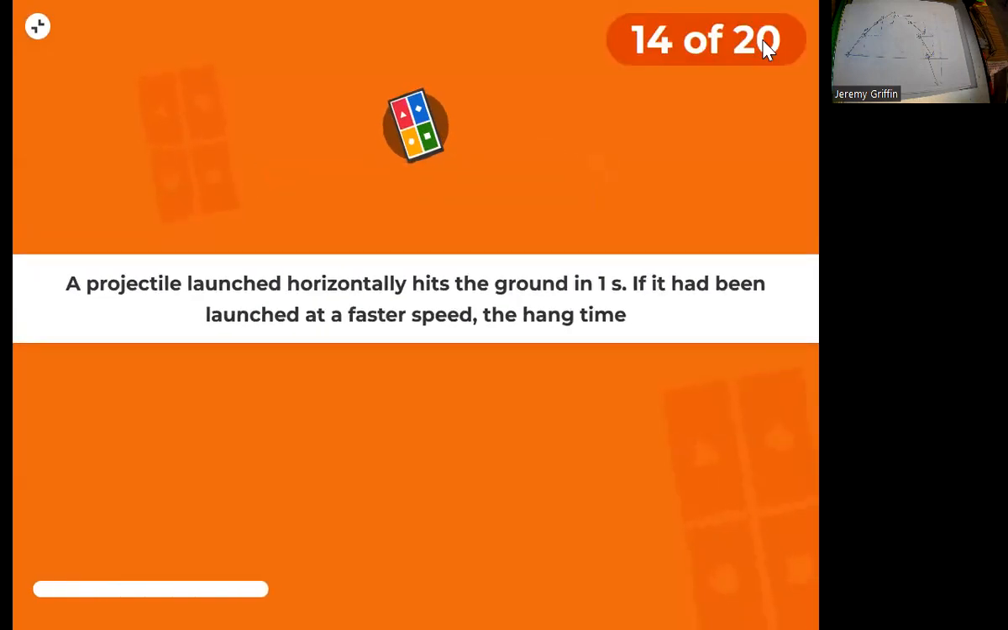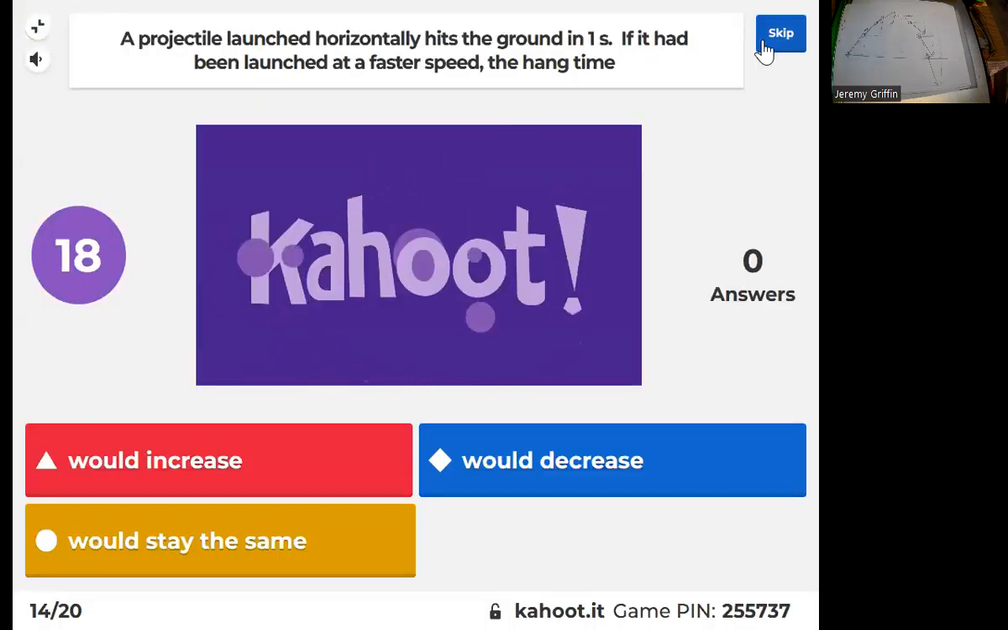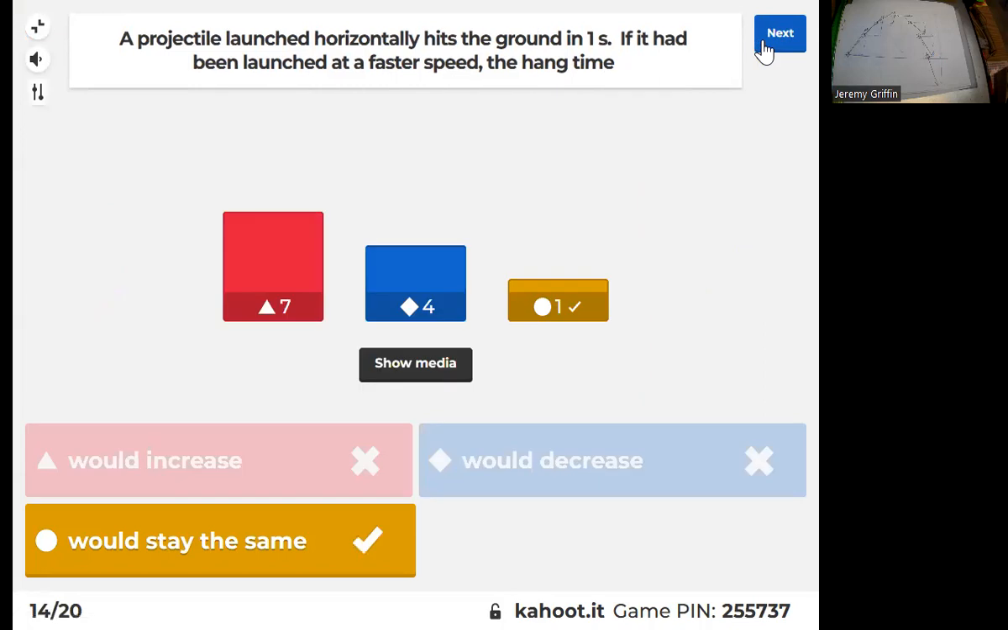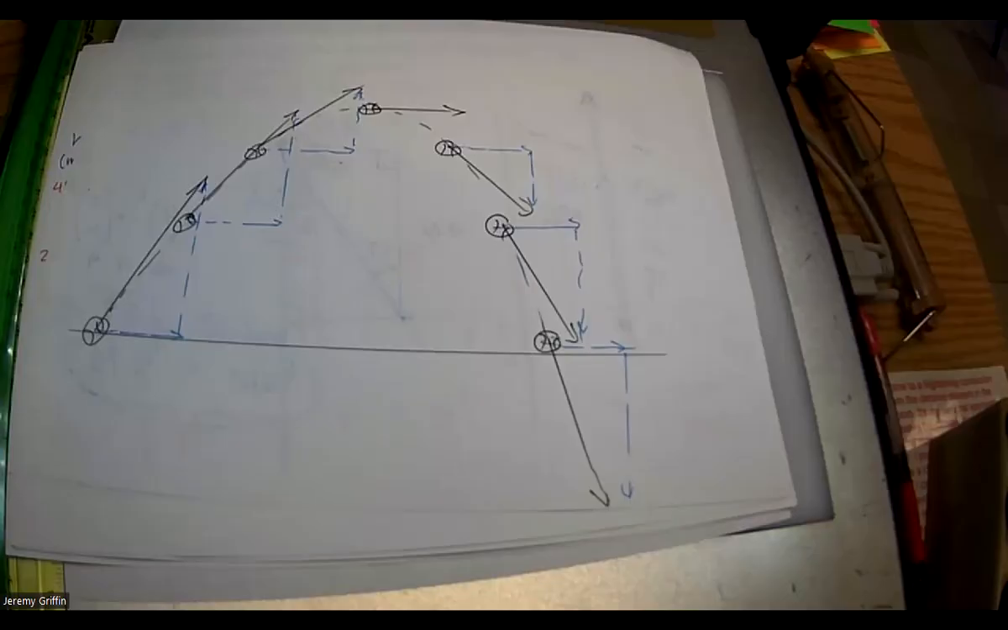right? Projectile launched horizontally, hits the ground in 1 second. If it had been launched at a faster speed, what would happen to the fall time? I got one winner. Stay the same. Let me show you guys why it would be the same.